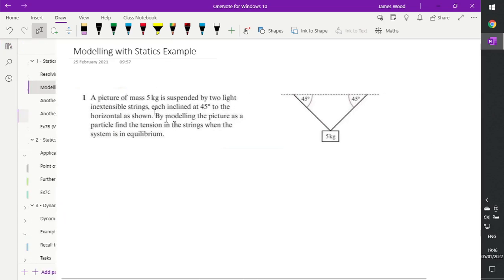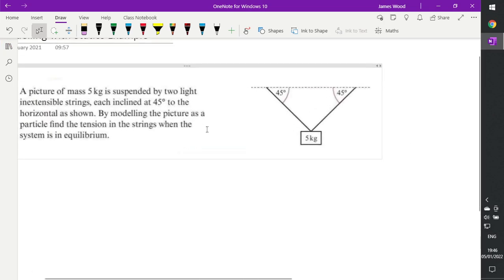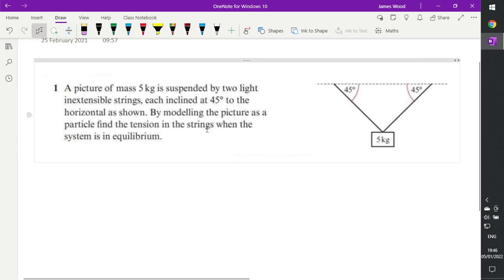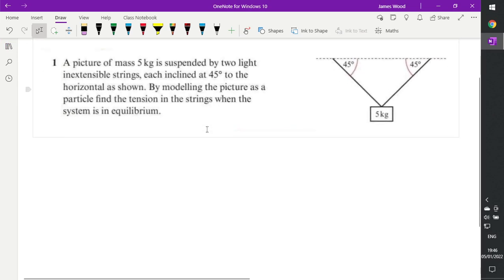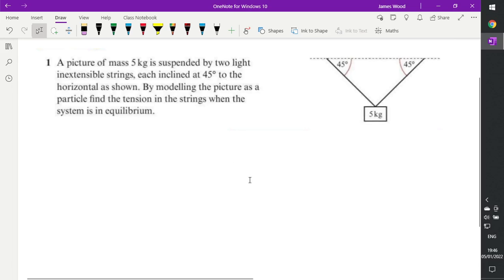Okay, here's an example of a bit more context to it. So rather than just some arrows on a diagram, we've got a bit more going on. So a picture of mass 5 kilograms is suspended by 2 light inextensible strings. So we don't have to worry about the string's mass, and they're not going to stretch, which makes it easier. Each is inclined at 45 degrees to the horizontal as shown. I'm modelling the picture as a particle, so just as a point. Find the tension in the string when the system is in equilibrium.